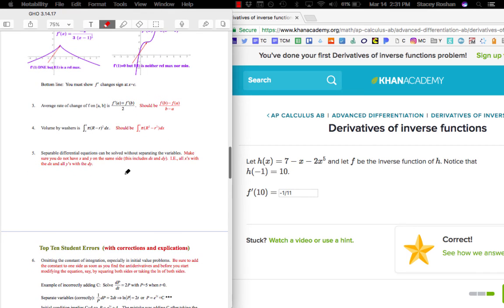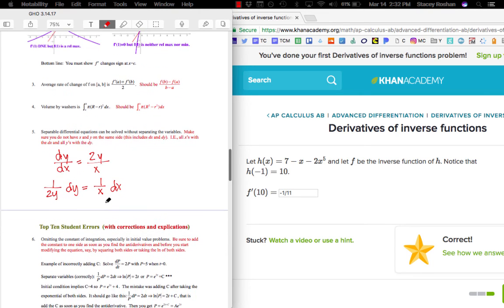When you have separable differential equations, so that's like when you have dy dx equals 2y over x or something like that, make sure that you separate the variables as the first step. Otherwise, you're going to lose a ton of points on the AP. So in this case, you would get 1 over 2y dy equals 1 over x dx. So make sure you do not forget that.